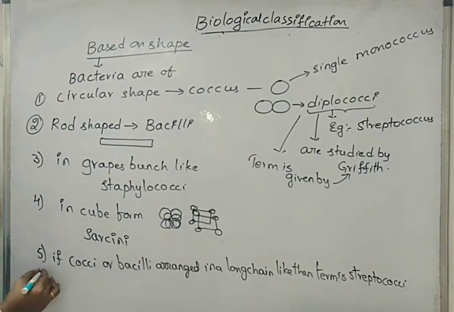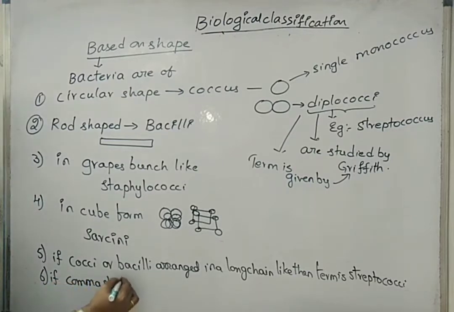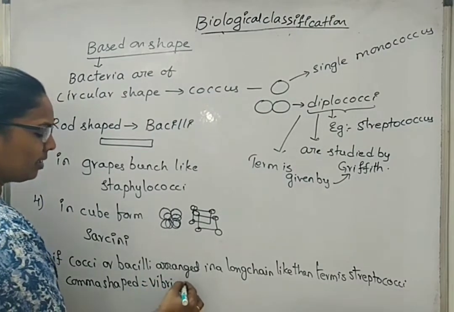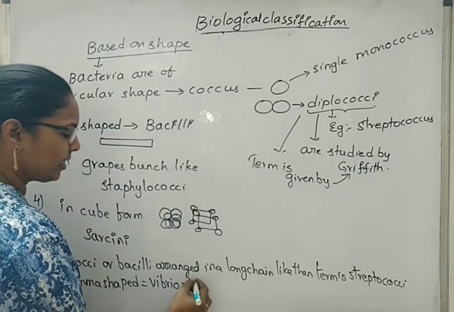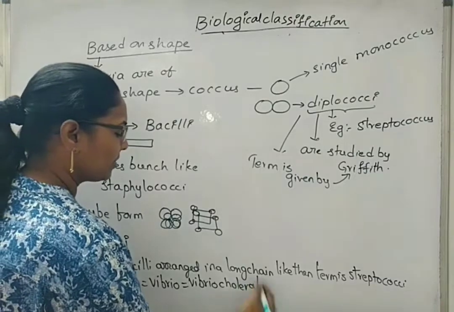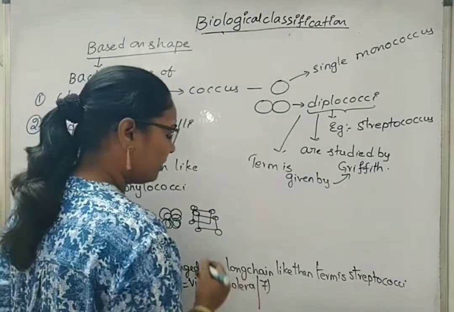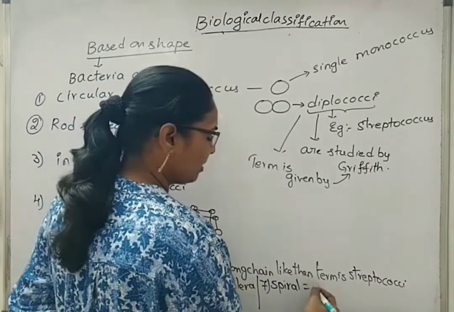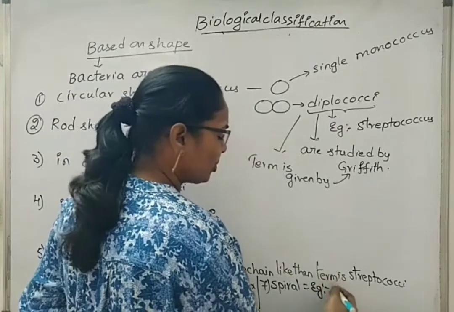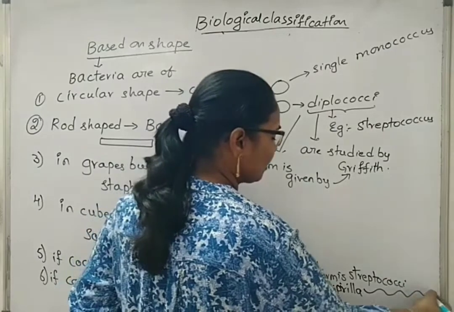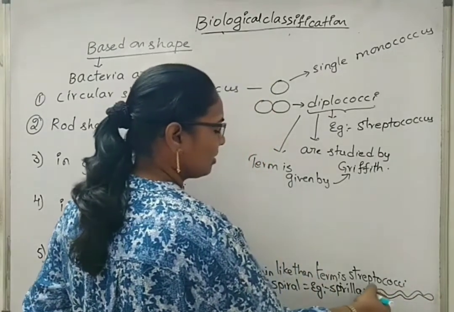Next, if comma shaped, then called Vibrio. Example is Vibrio cholerae bacteria, which causes cholera. Next, another bacteria is spiral. Then example is Spirilla or Rhodospirillum. Spirilla, its shape is like this.